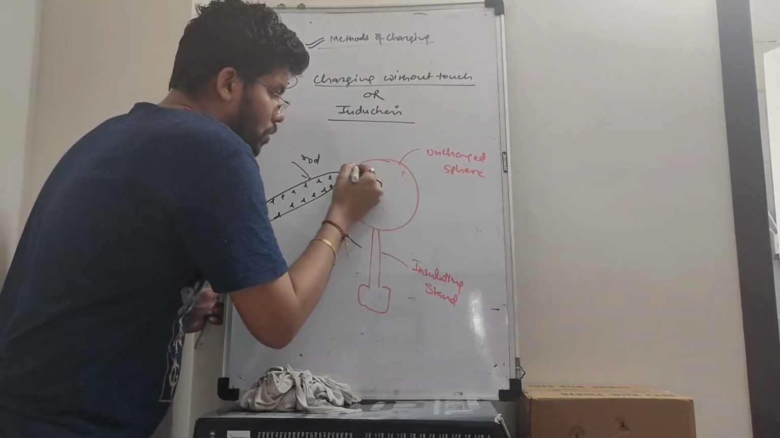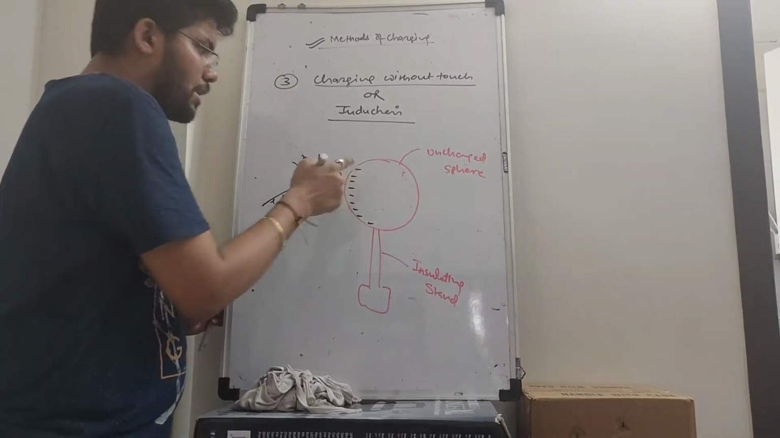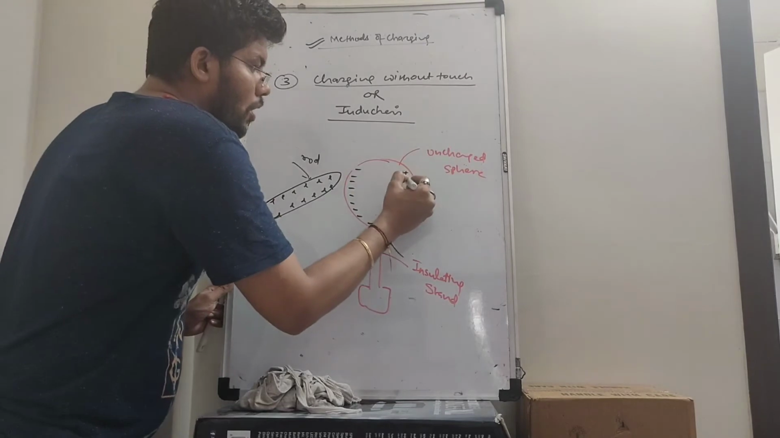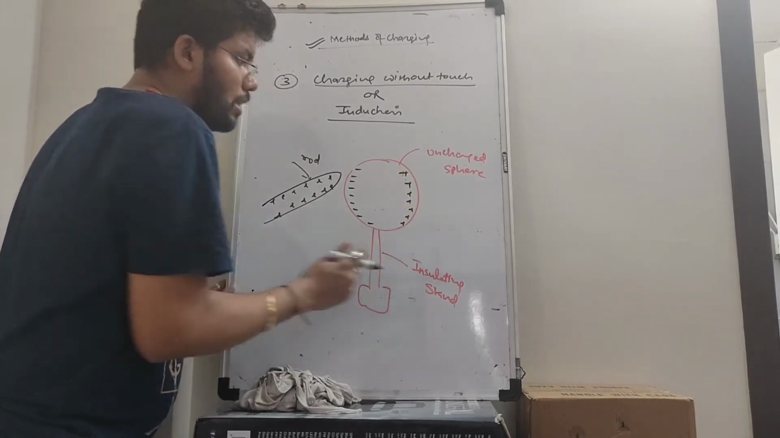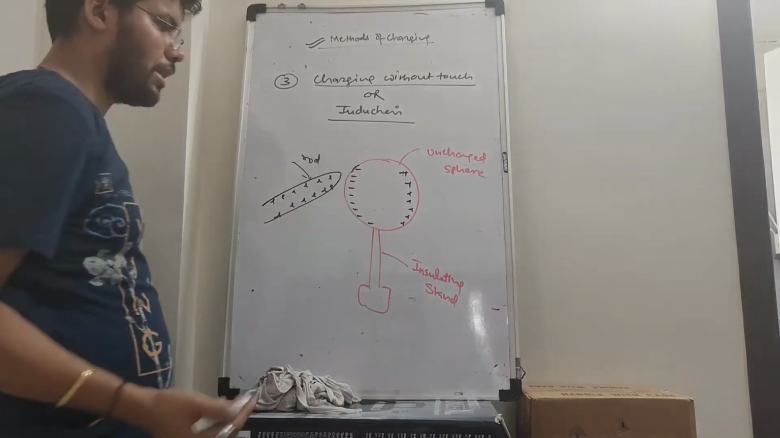सारे नेगेटिव चार्जेस जो होंगे एक तरफ यहाँ कलेक्ट होना शुरू हो जाएंगे, क्योंकि ये पॉजिटिव चार्ज इसके नेगेटिव चार्ज को अपनी तरफ अट्रैक्ट करेगा और इसके पॉजिटिव चार्ज को क्या करेगा? एक तरफ रिपेल करेगा. तो पॉजिटिव चार्ज सारे एक तरफ कलेक्ट हो जाएंगे, नेगेटिव चार्ज एक तरफ कलेक्ट होगा.